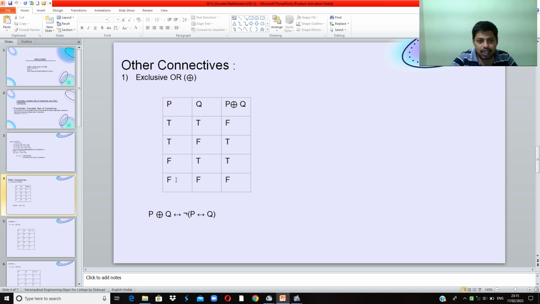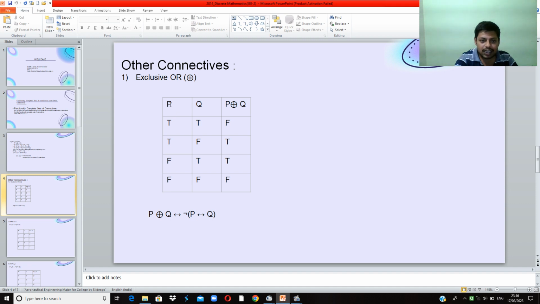Now my second topic, that is other connectives. Other connectives contain three parts: exclusive or, NAND, and NOR. What is exclusive or? The exclusive or symbol is like an or with a bar, but I didn't get that symbol, so I use this logical symbol from electronics.